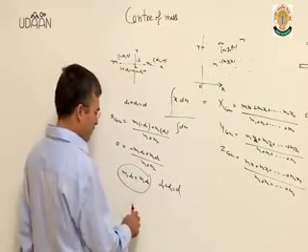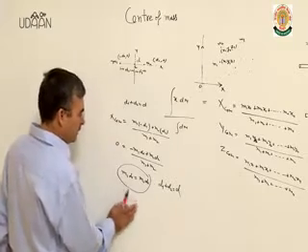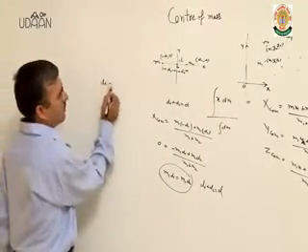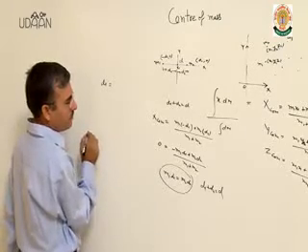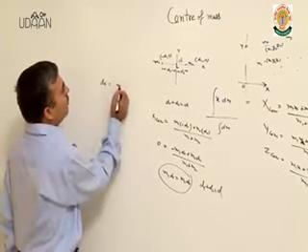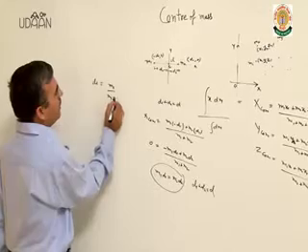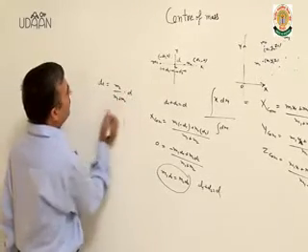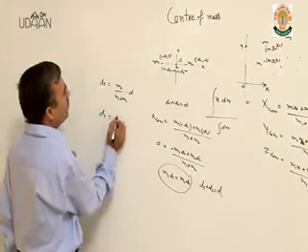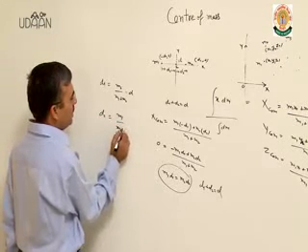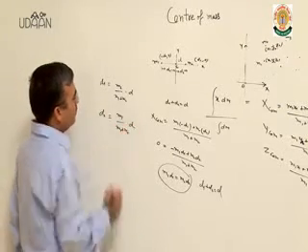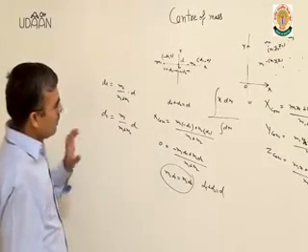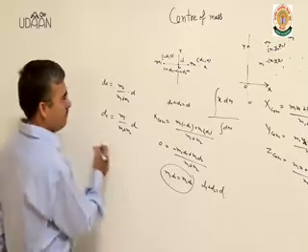If you solve them, you will get d1 equal to m2 over m1 plus m2 into d. Similarly, d2 equal to m1 over m1 plus m2 into d. Clear?